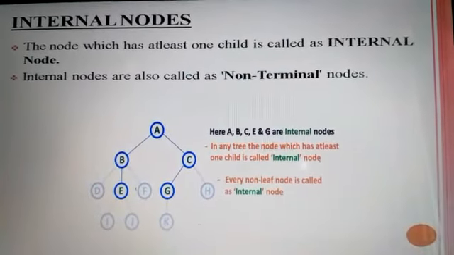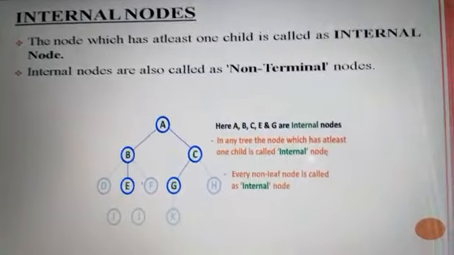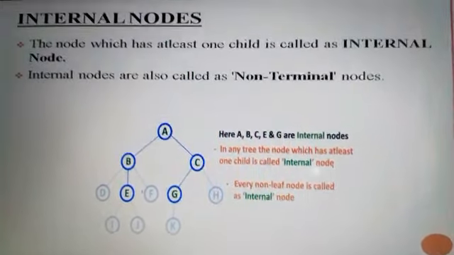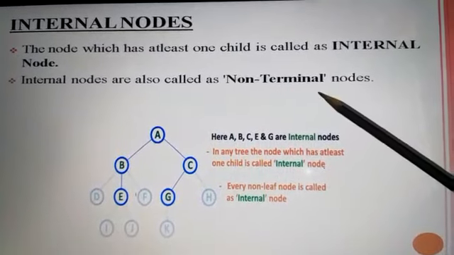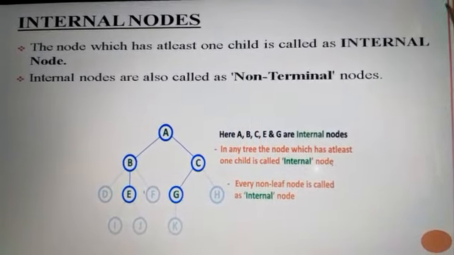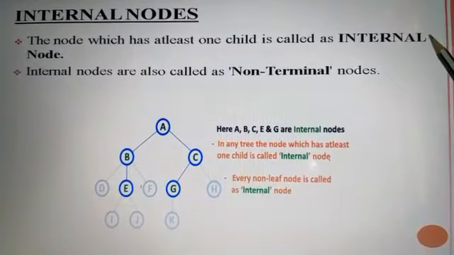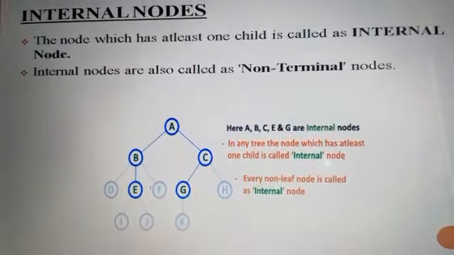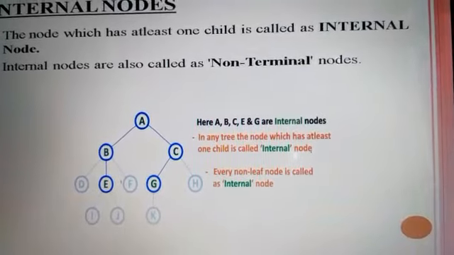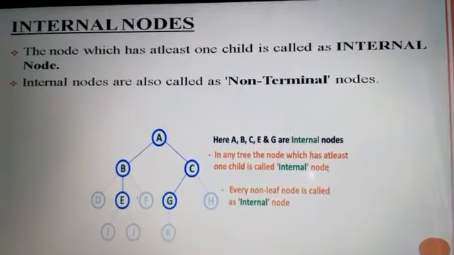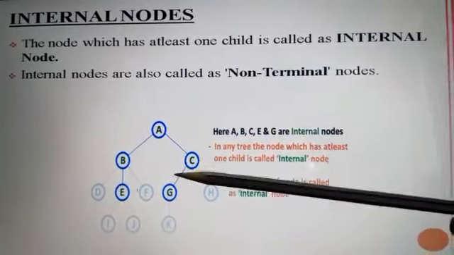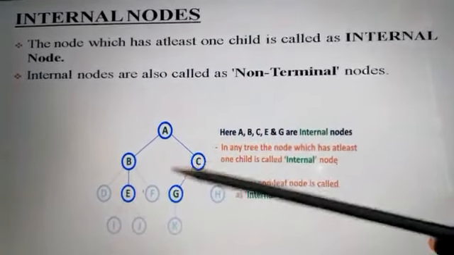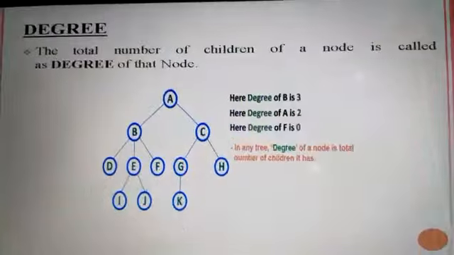Next, internal node. An internal node is also called a non-terminal node, but a leaf node is called a terminal node. A node which has at least one child is called an internal node. Here the root node is always an internal node. Here A has 2 children, B has 3 children, C has 2 children. So these are the internal nodes.